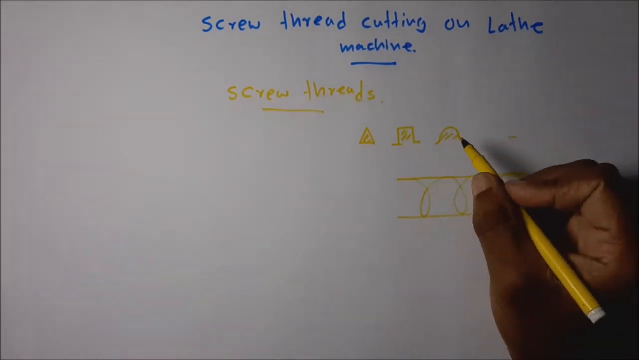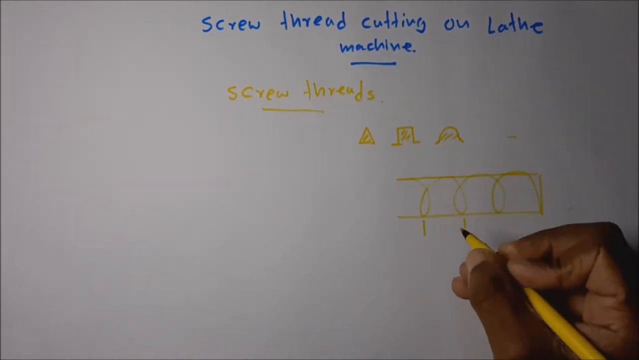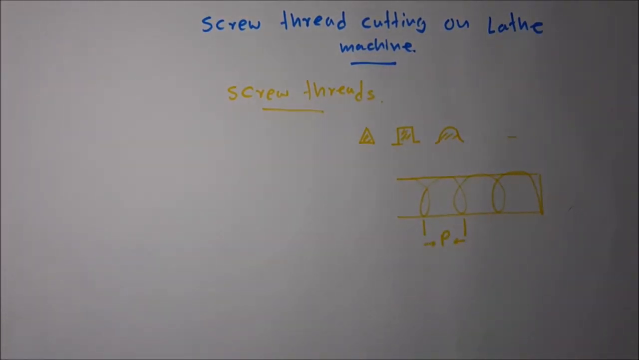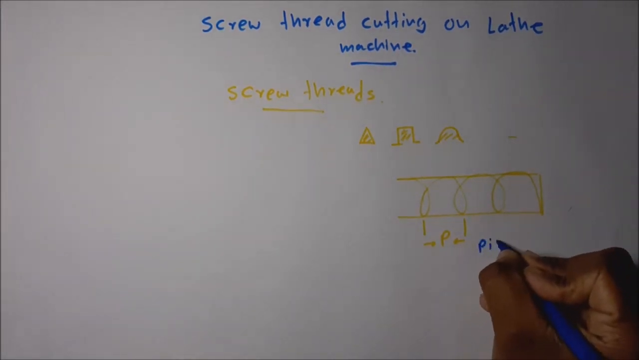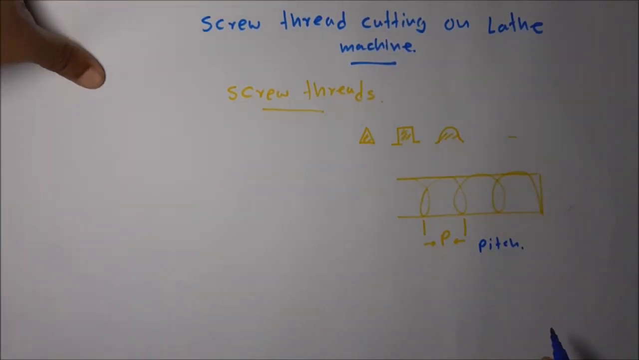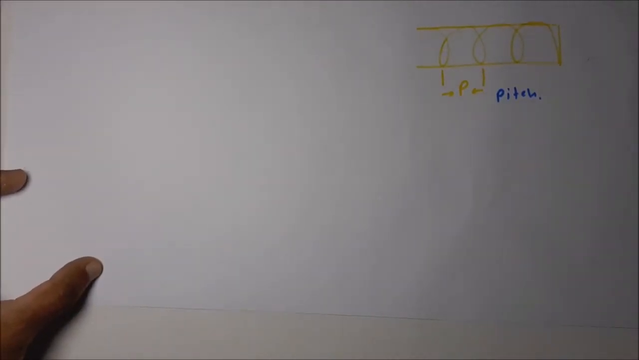Then on this helical path, the distance between two similar points of the screw is called the pitch value. Then when talking about this screw, you should know about multi-start threads. This is for the single start thread. What is a multi-start thread? The knowledge about multi-start threads is also very important. Yes, I will explain this one.